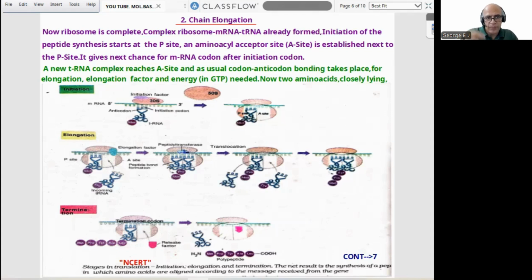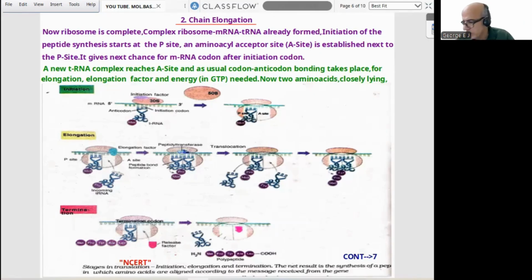After the P site's initial attachment, an aminoacyl acceptor site is established next to the P site. Only after that will the A site be established, because the A site gives the next chance for the mRNA codon after the initiation codon, that is AUG. So a new tRNA complex reaches the A site because the P site is already utilized, and as usual, codon-anticodon bonding takes place. Transfer RNA will bring the amino acid and the respective codon in the mRNA will be attached in the ribosome. So the usual codon-anticodon bonding takes place for elongation. For this, an elongation factor and energy in the form of GTP are needed.